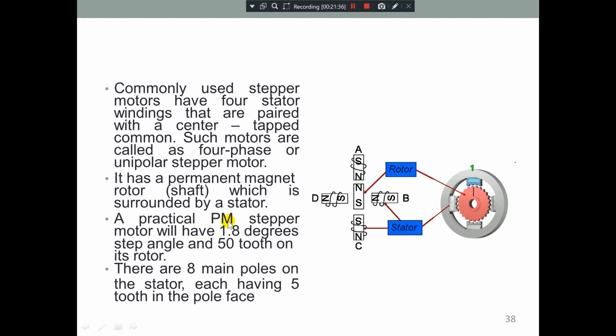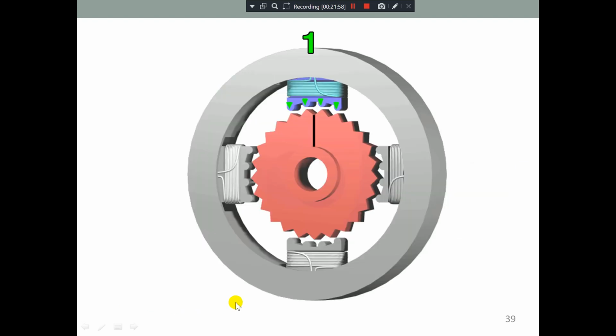A practical PM stepper motor will have a 1.8 degree stepping angle and 50 teeth on its rotor. Practically, the stepper motor has a 1.8 degree step angle and 50 teeth, and there are 8 main poles on the stator, each having 5 teeth in the pole face. It is the first magnet we have shown in the diagram.